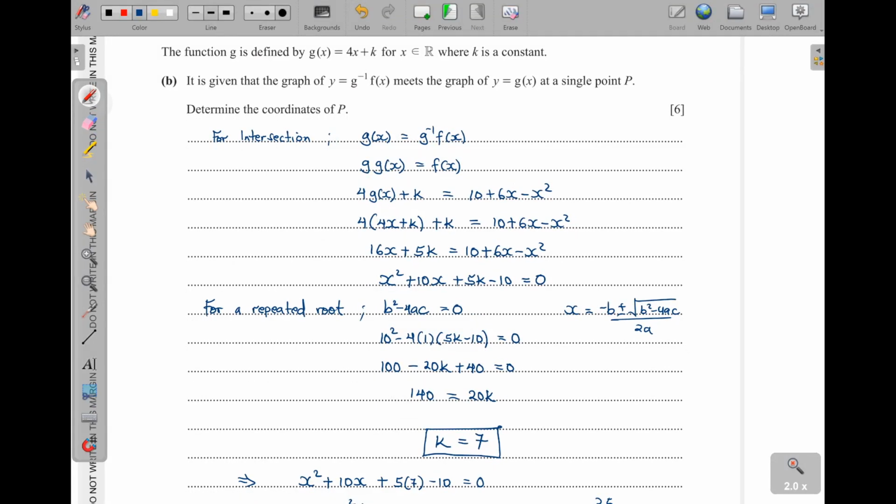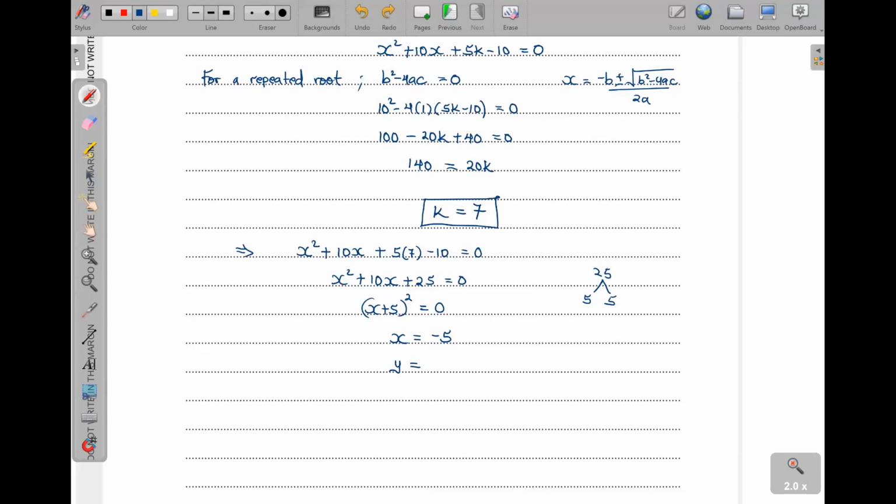Then we can substitute in this one here, y is equal to g of x, okay? So g of x can be 4x plus k. So we have 4, then x, then plus the k, which is what? 7. This is negative 20 plus 7. Isn't this one negative 13? Yes. So that means that our coordinates of P are going to be negative 5 and then negative 13. As simple as that. So this has been it for this paper.